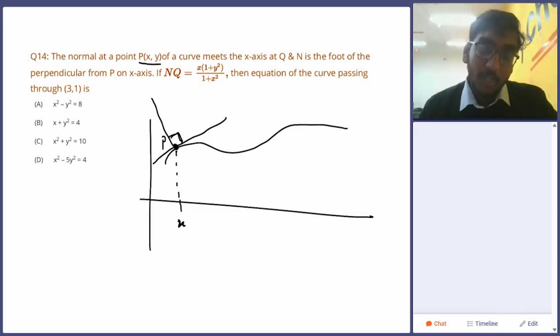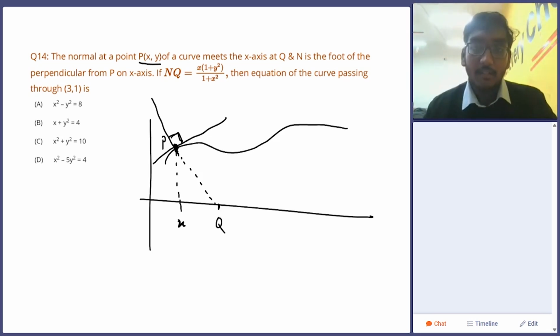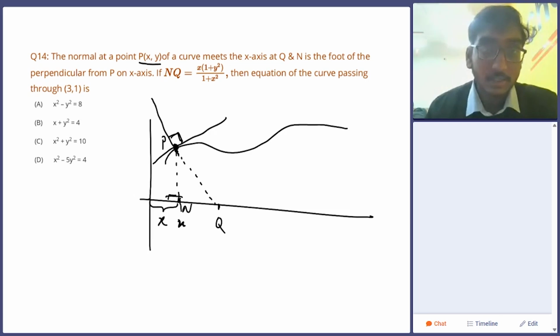And what will be the point where the normal meets the x-axis? Just extend it like this. They have given that as Q, point Q, okay? And they have given N is the foot of the perpendicular from point P on x-axis. That means this is the point N, okay? Basically, this total length is x units, okay? Because the coordinate of this point P is x comma y, the length from here to here is x, okay?